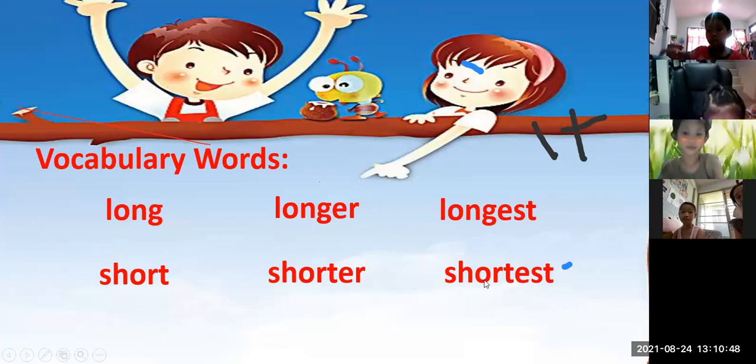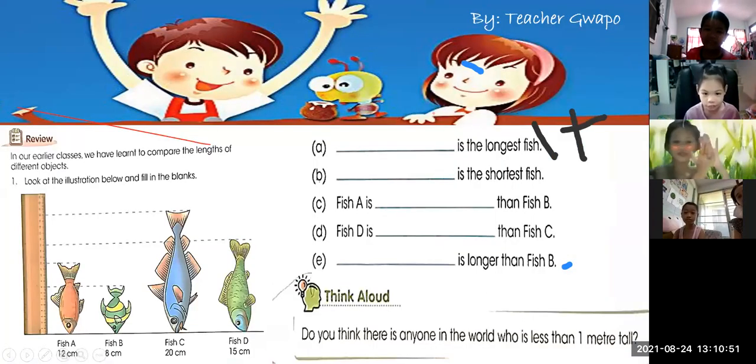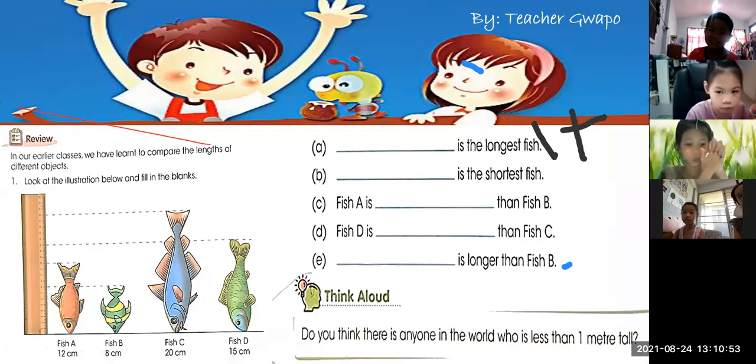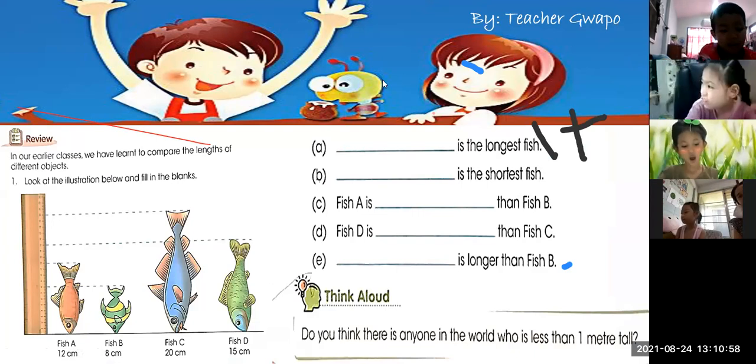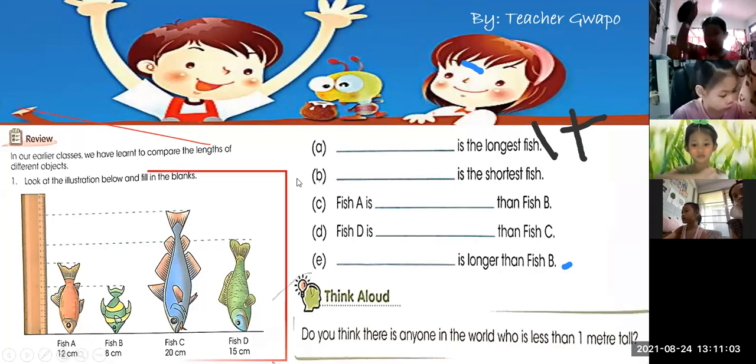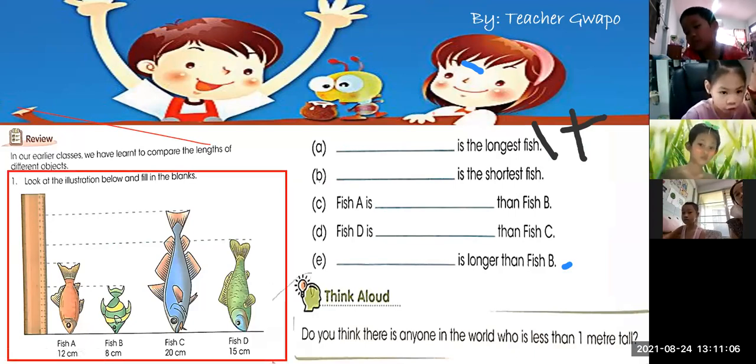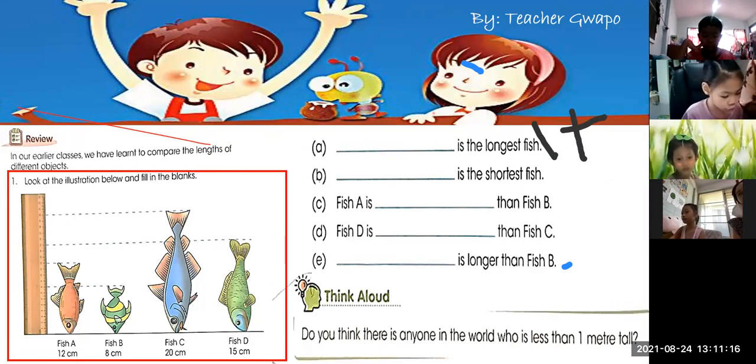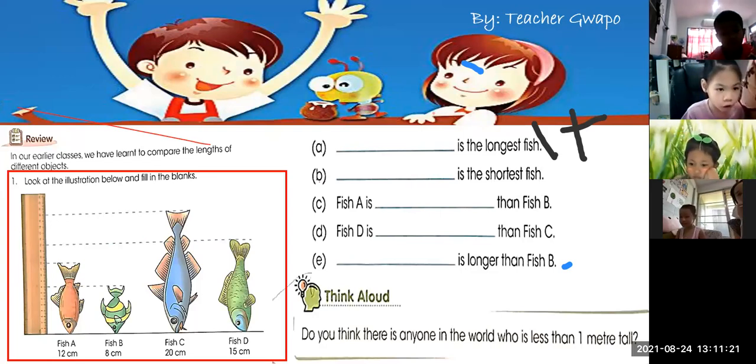Very good. Now, look at the length of the fish. Look at the illustration below. This illustration is just a short review about length, on how to measure length. Because in our earlier classes, when you were in grade 1, you learned how to compare numbers. So before we study length more deeply, let us have a short review.